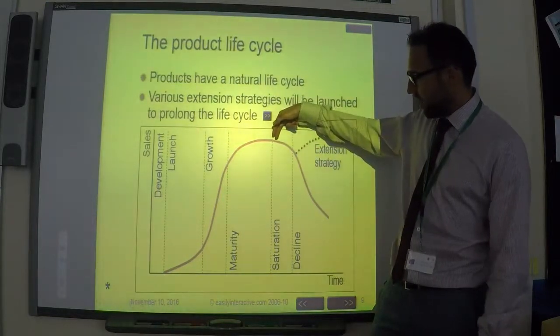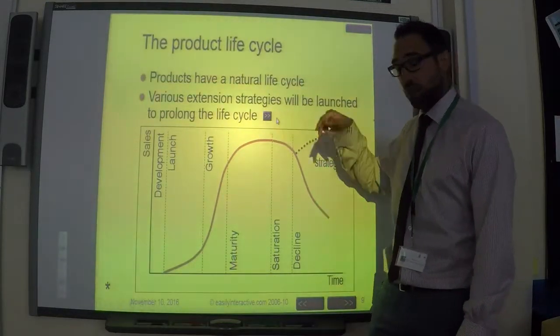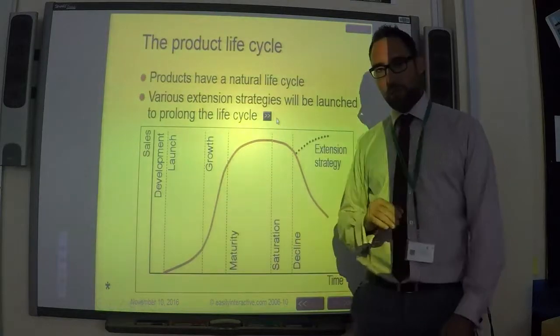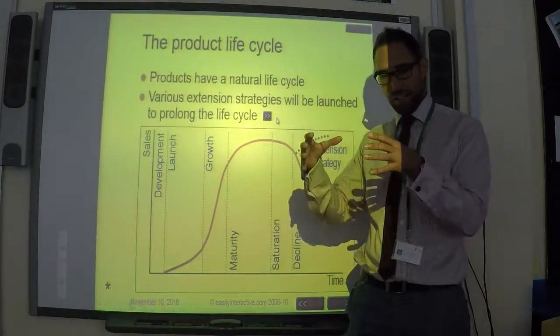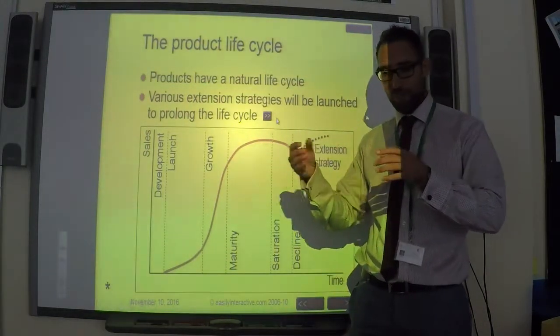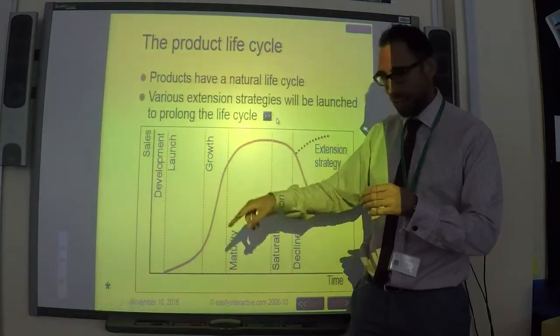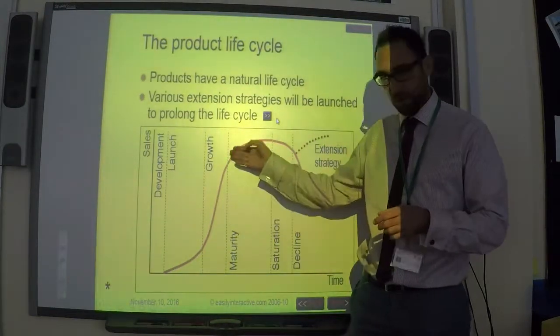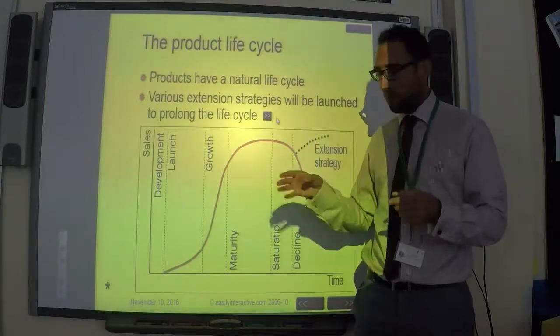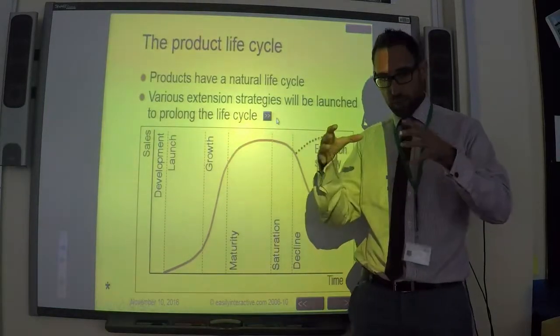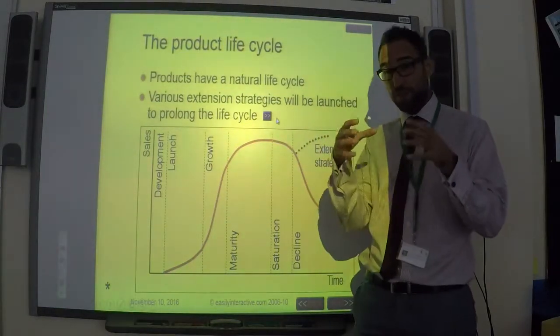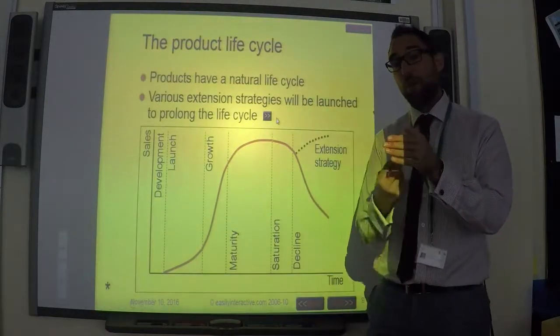Now saturation is when the sales start to decrease. Now what do we mean by that word saturation? Well, the analogy I like to use is a sponge. If you keep adding water to a sponge, the sponge just keeps soaking it up. Well, eventually the sponge becomes saturated. Once the sponge becomes saturated, it becomes full, then the water starts to fall out of the bottom.